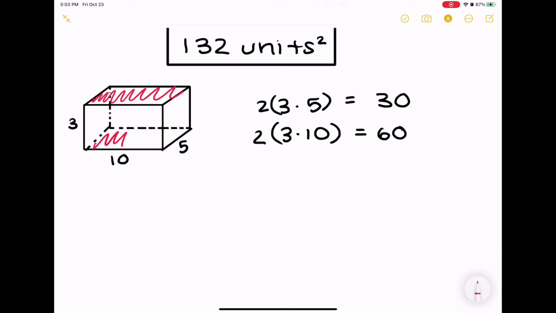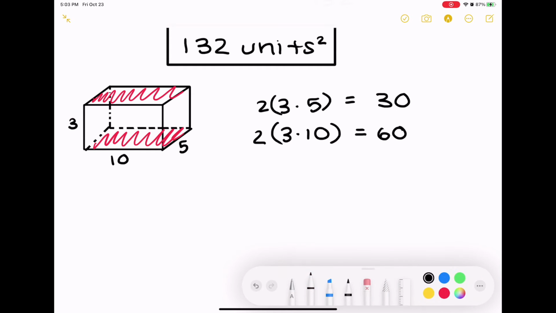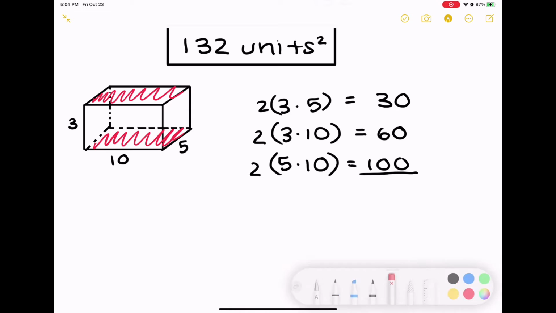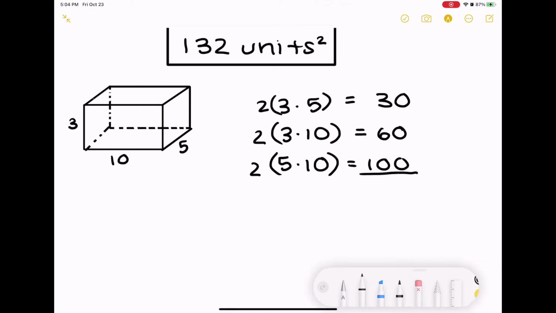And let's go on to the top and bottom ones. We have 5 times 10 times 2 because there are 2 of them, and that equals 100. And if we add that all up, we get 190.